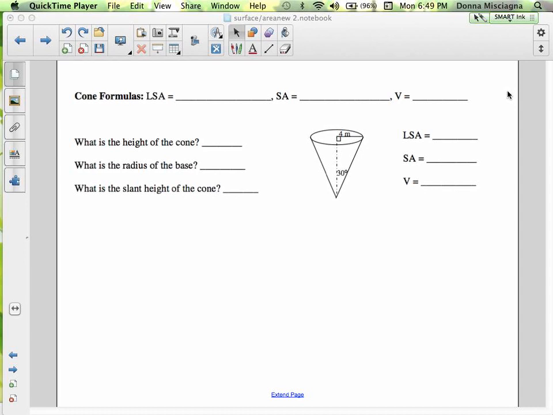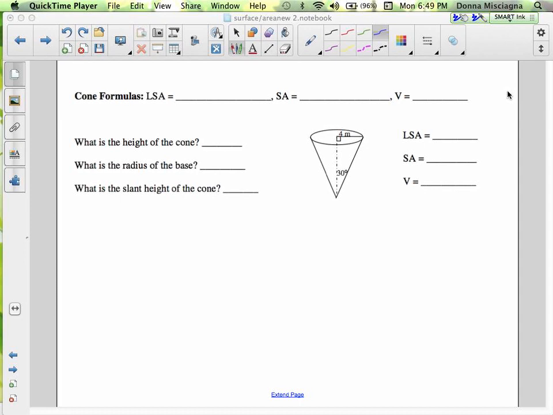Welcome to surface area of cones. So we're going to do one cone problem, and we're going to have a little review of, well, not all of them, but at least one kind of each of our three-dimensional figures, finding surface area, lateral area, and volume. All right, so first the cone here. Just a reminder of our formulas.